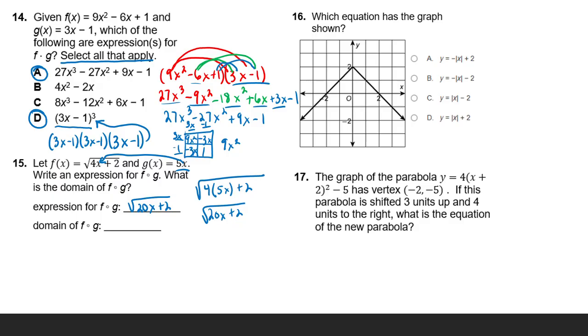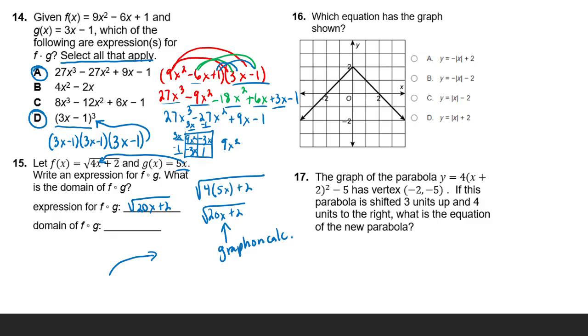Okay, so now it wants me to find the domain. Okay, so to find the domain, you can either go through and solve for x, or you could just graph this on the calculator. Okay, whenever you have a square root and you graph it on the calculator, remember square roots have this basic picture that looks something like that.